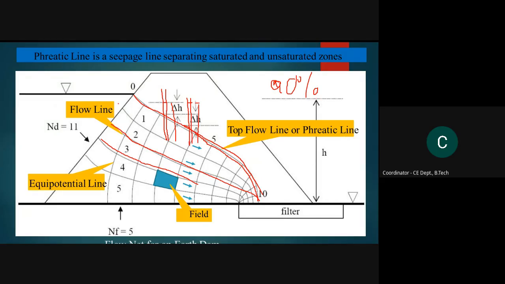This is the height from which the phreatic line or the seepage is starting, up to here is H. This is Nd, so we will come to that part. What is Nd? This part here. This is Nd and these are Nf. And this is called a field. Let me elaborate these terminologies.